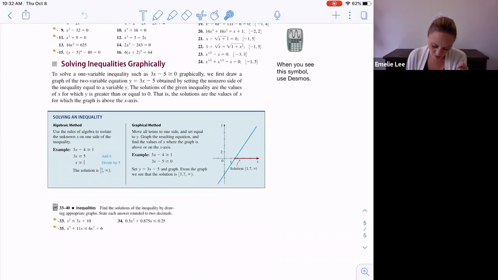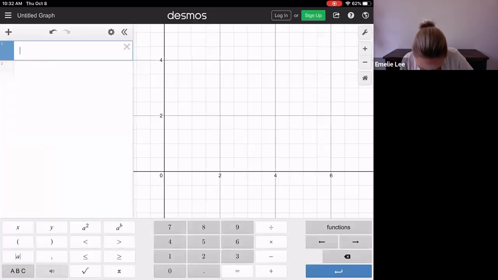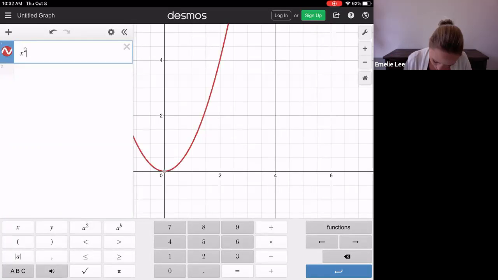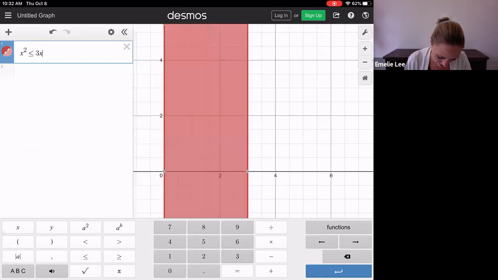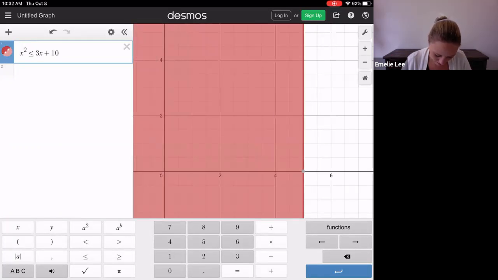And so if we have something like, let's look at 33, looks nice and calm. Okay, so I want to try using the inequalities here. It might work, it might not work. I haven't tried it before. So x squared, just typing it in, has to be less than or equal to 3x plus 10. Okay.